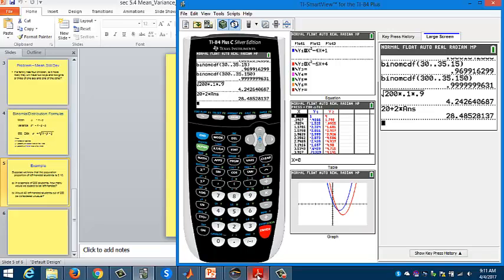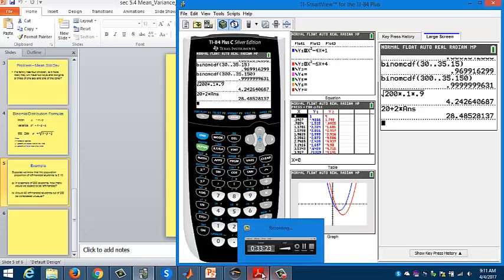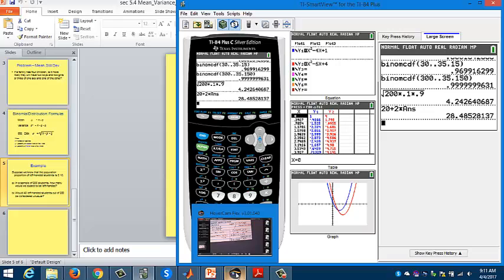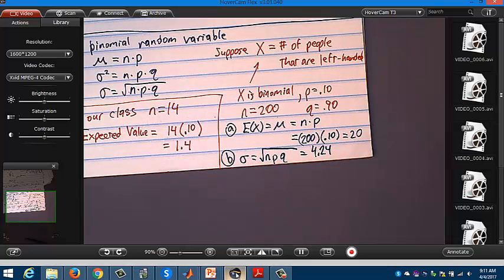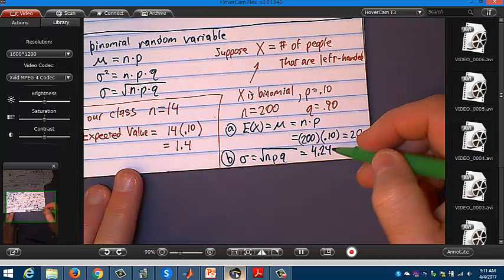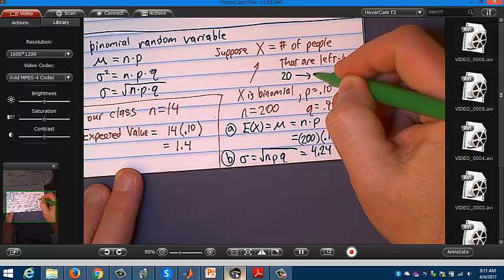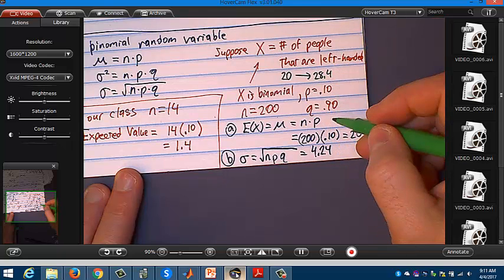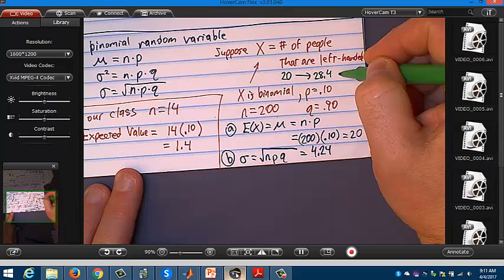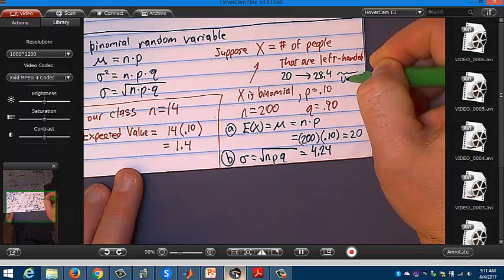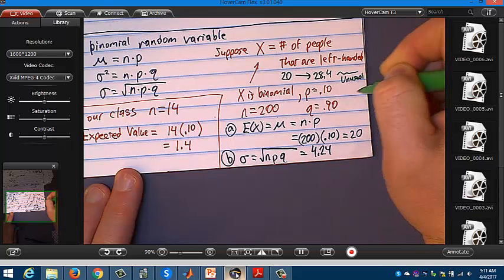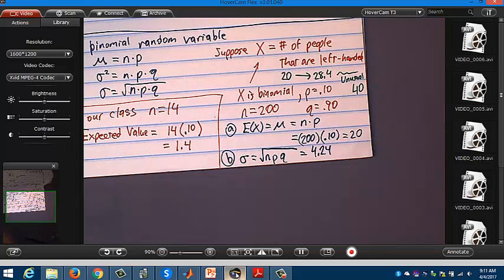I mean, the picture is, guys, 20 is the mean. That's the average, right? So 20 is the mean. And I'm farther this way. If I go past 28.4, which is 2 standard deviations, all this region over here is unusual. So yes, getting 40 left-handed out of 200, you'd say, hey, funny, something's in the water or something.